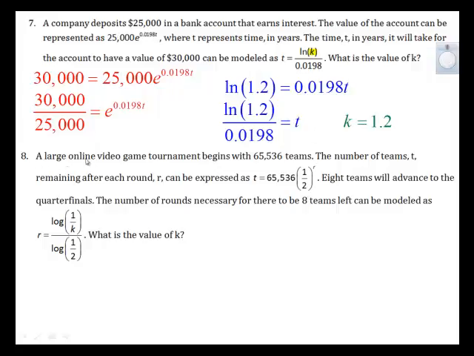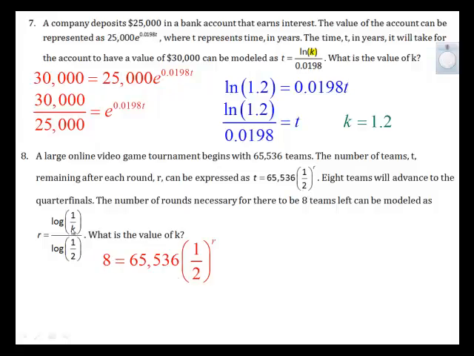Okay, next one. It says a large online video game tournament has this many teams. It says the number of teams, which represents T, remaining after each round. I think on some of your copies, this needs to be an R, so make sure you double check that. Then it says 8 teams will advance to the quarterfinals. So if the teams are 8, we're going to substitute that into this equation. We're not going to look at this yet, so don't freak out. We substitute in an 8 for T, and this is the equation we have.